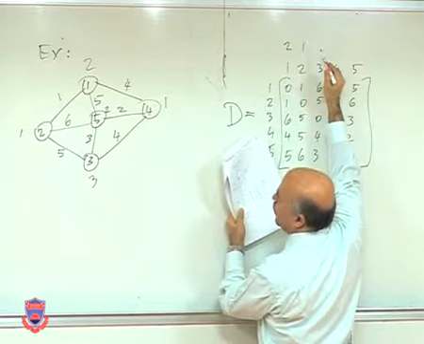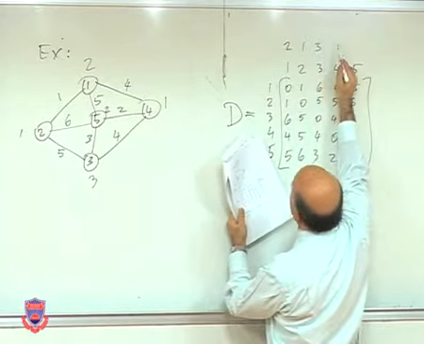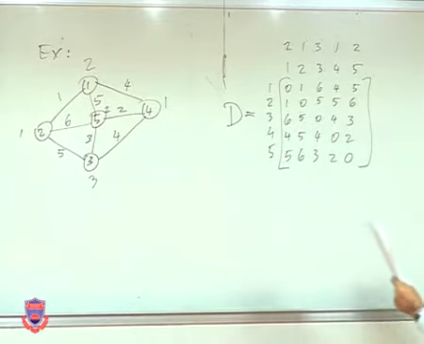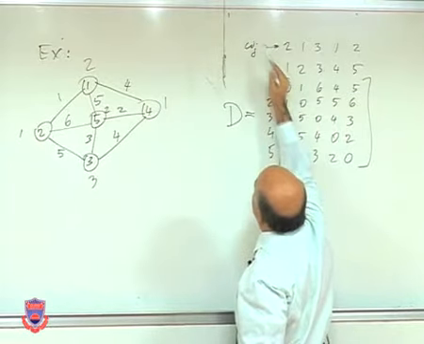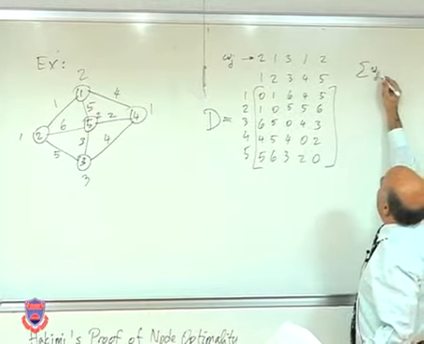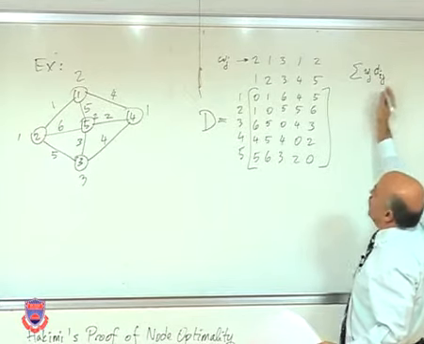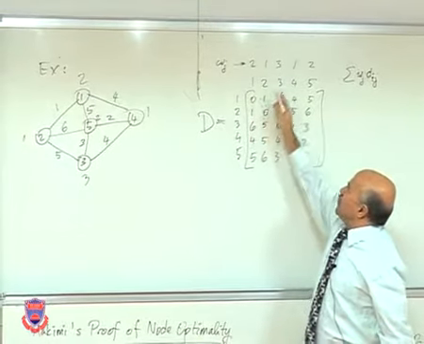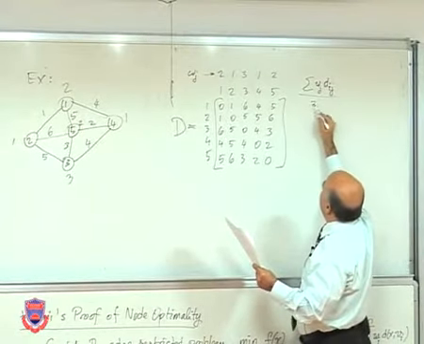2, 1, what else? Number 3 has 3. Number 4 has 1. And this one is 2. And then from those weights, so these are the w_j's, you can compute the sum over j of w_j times distance ij. So for i equals 1, you simply compute 2 times 0 plus 1 times 1, 3 times 6, etc. And that turns out to be 33.